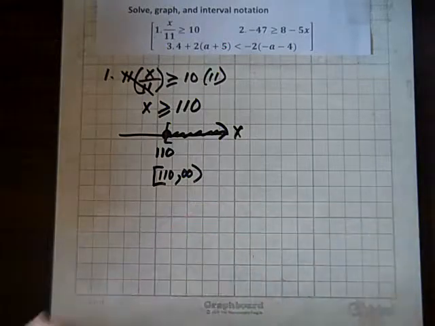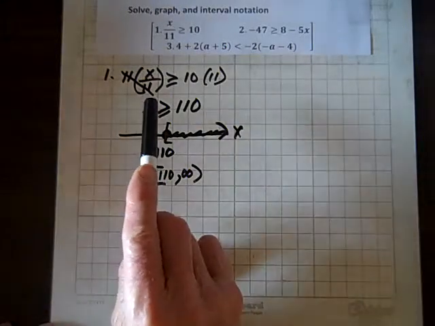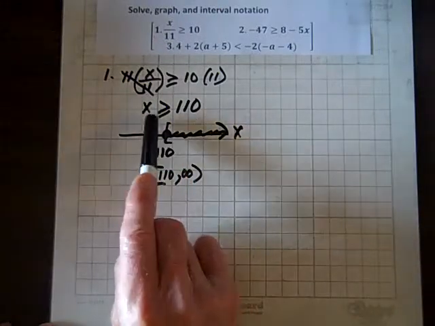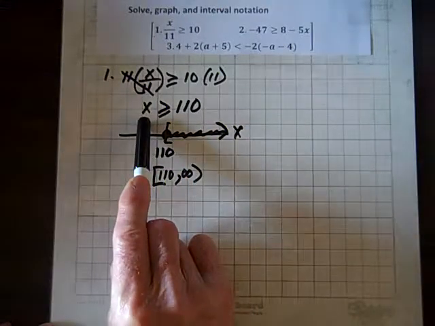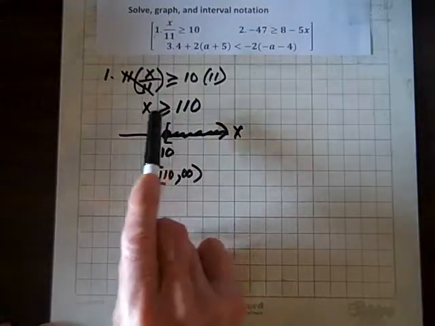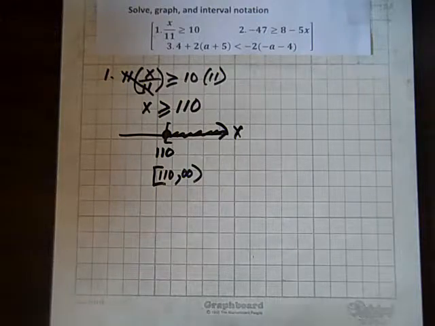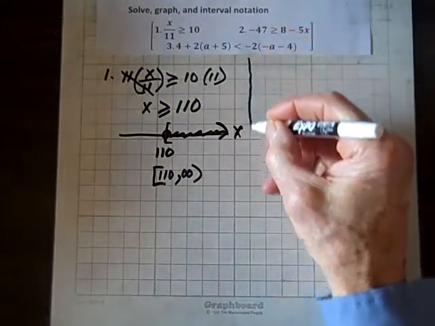One other thing, when you're done, the proper form is to always, with a single inequality, have the variable on the left, never on the right. Variable on the left when you're done. So now let's do one more.